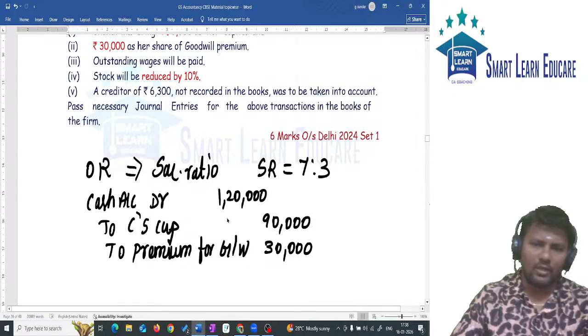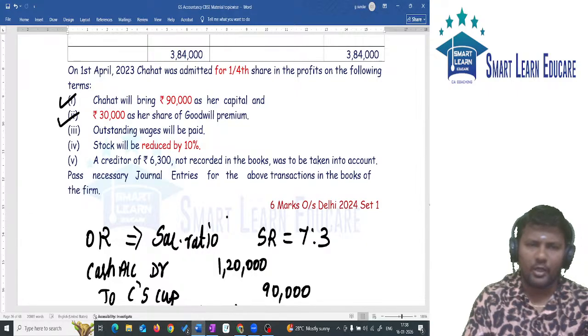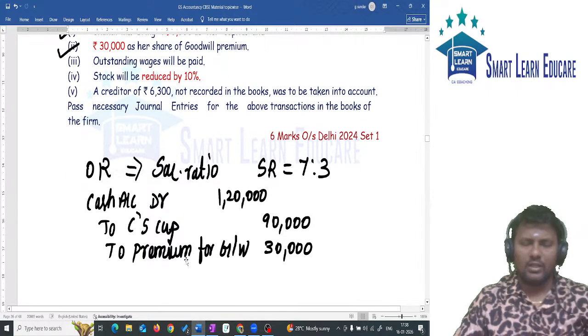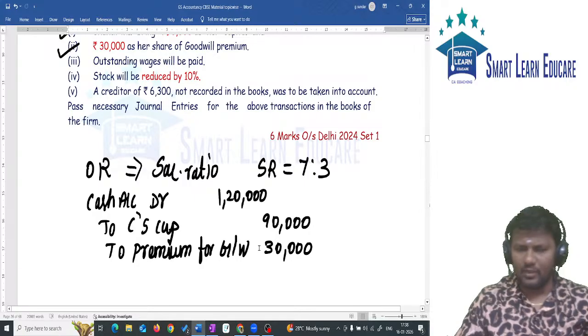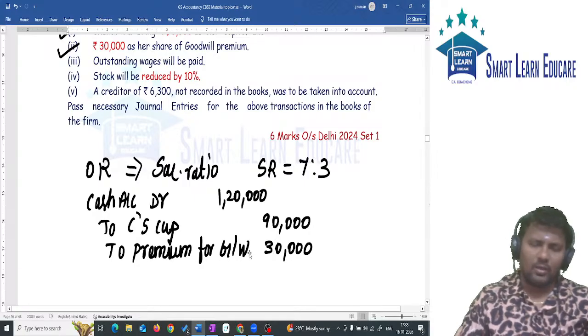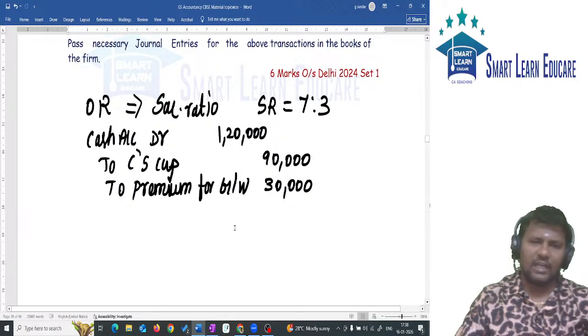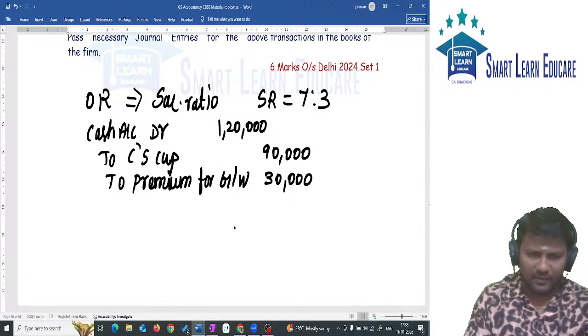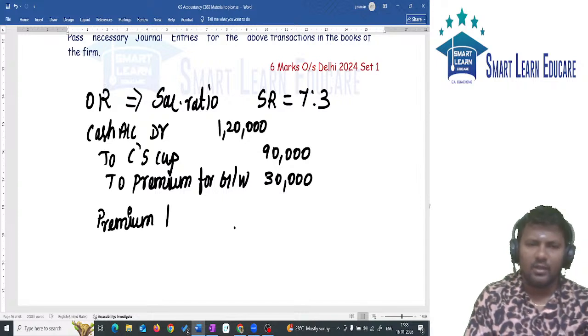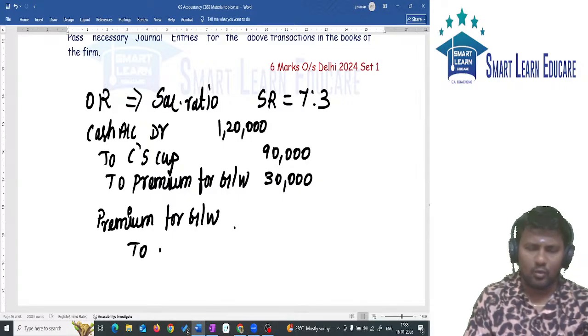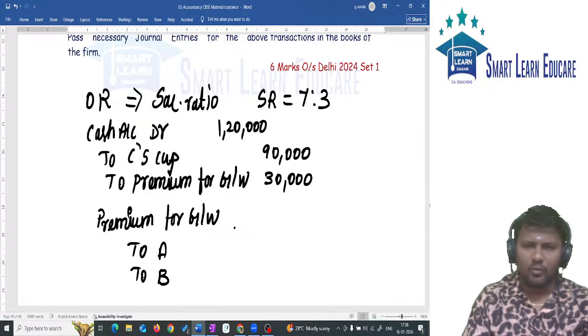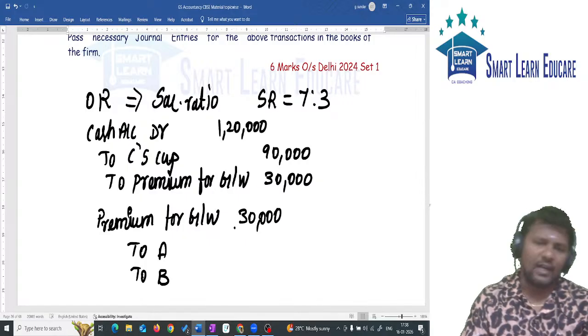So point number 1 and point number 2, we passed entry. Now what is the treatment for premium for goodwill? For this premium for goodwill, what is the journal entry we should pass? It is premium for goodwill account debit to sacrificing partner. Who are the sacrificing partner? A and B are the sacrificing partner. So premium for goodwill account debit, it is 30,000 to A's capital and B's capital.